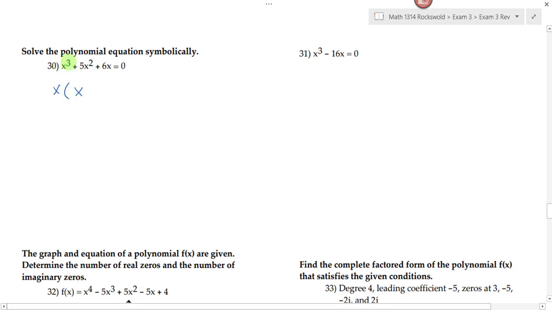So if I factor an x out of this first term, I'm left with the x squared. Out of the next term, I'm left with the 5x, and out of that last term, I'm left with the 6.